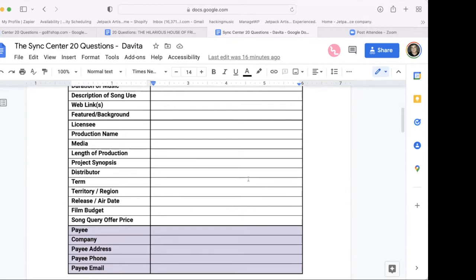And then next is the length of production. Is it an hour and a half film? Is it a 3-minute promo video? Again, specificity saves money. If the production's only a 30-minute episode, then we give them that information here. Project synopsis is more context of what the project is about.